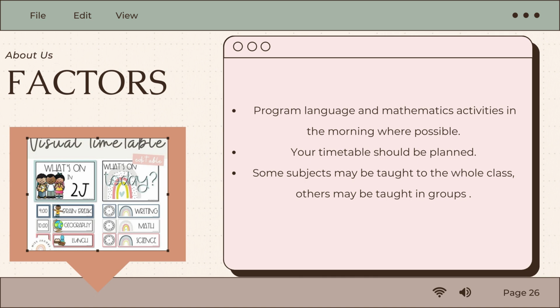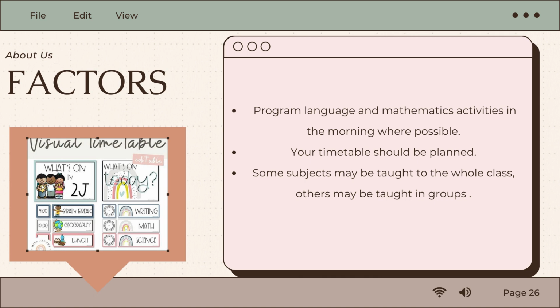The next one is your timetable should be planned. So it should be planned to make sure that you, the teacher, are able to give the maximum amount of attention to the different groups in your classroom and that you are able to teach all the necessary subjects. So kani siya dapat i-plan na nimo daan as a teacher para ma-maximum nimo ang attention sa mga imong students kada subject.